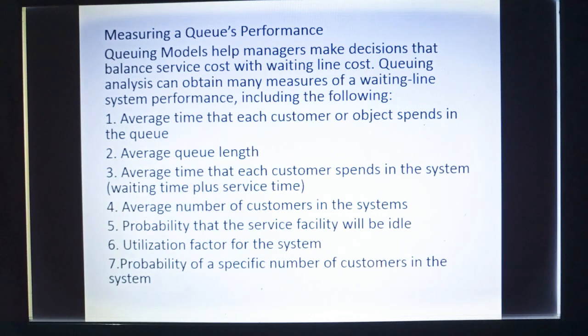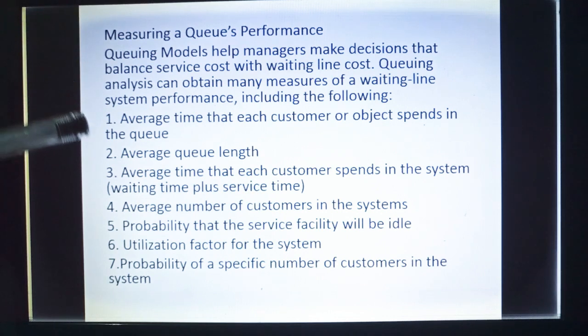Now, measuring a queue's performance. Queuing models help managers make decisions that balance service cost with waiting line cost. Queuing analysis can obtain many measures of a waiting line system's performance, including the following. First, the average time that each customer or object spends in the queue. We will record the time and then average it so that we will know the average queuing time of each customer.